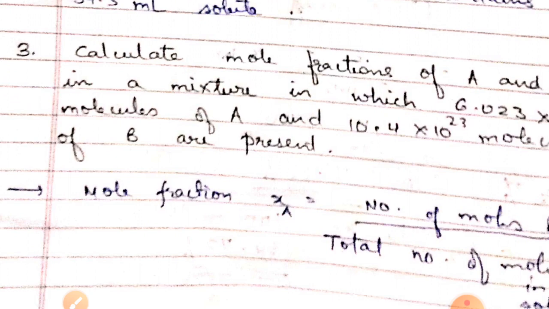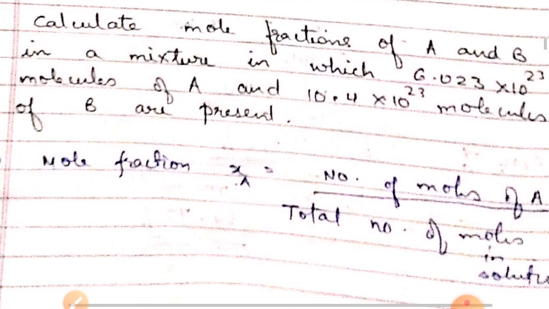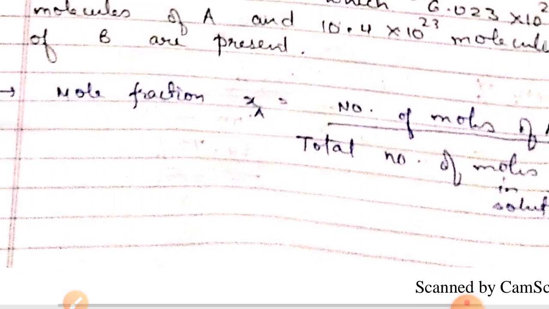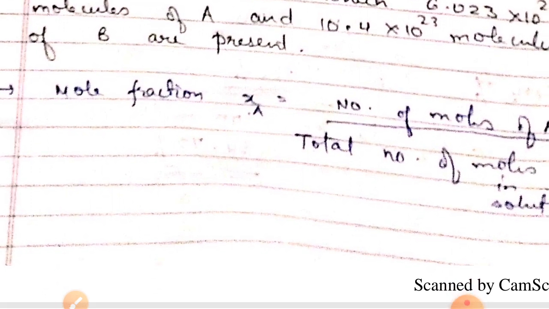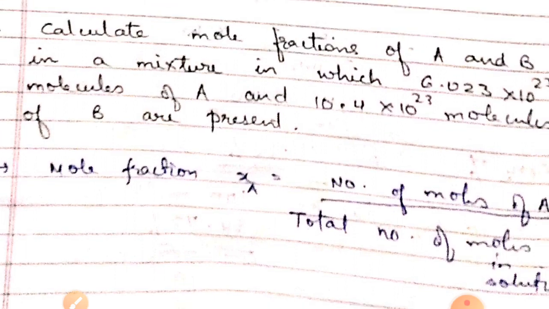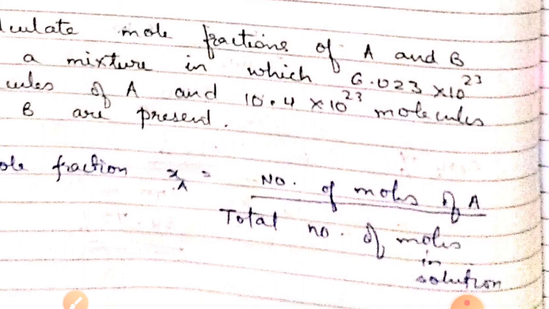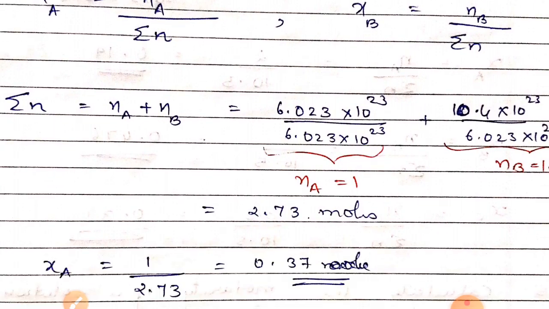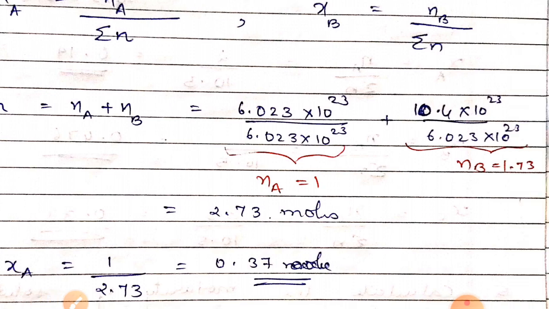Now the next question: calculate the mole fraction of A and B in a mixture which contains 6.0223 × 10^23 molecules of A and 10.4 × 10^23 molecules of B. So you have the molecules given, not the number of moles, and you have to find the mole fraction of A and B. Mole fraction XA is equal to number of moles of A upon total number of moles present in solution, that is XA is equal to NA upon sigma n, and XB is equal to NB upon sigma n. And what is sigma n? NA plus NB. How do you get NA? Number of molecules upon Avogadro number is NA, and number of molecules upon Avogadro number is NB.